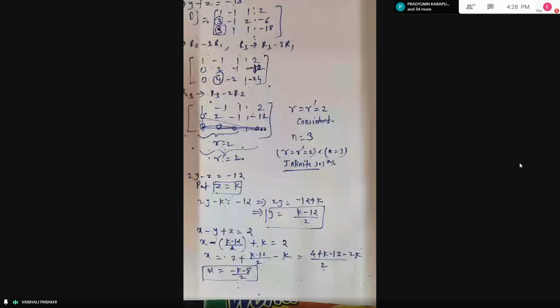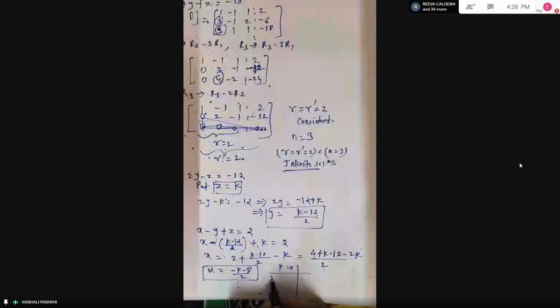So if you observe x, y, z, all three are coming in terms of k, right? Now why is this called an infinite solution? Because for different values of k, you are going to get different answers. Now actually your solution ends here. But let me tell you why it is called an infinite solution. For example, suppose I choose k is equal to 0.